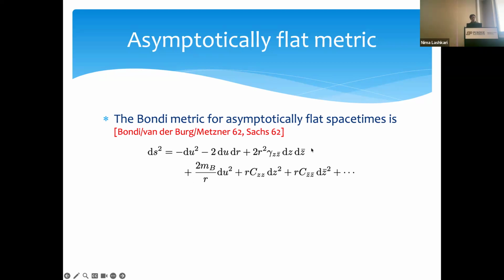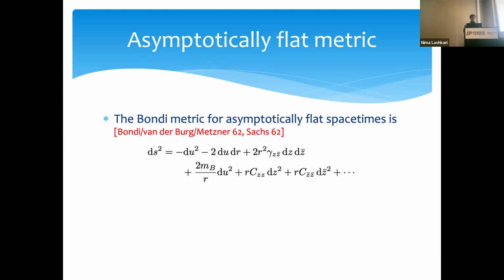So let's first just focus on the first line of this equation. u is just the retarded null time, t minus r. r is a radial coordinate. And z and z bar are the complex coordinates on the celestial sphere. And gamma z z bar is the round metric on this sphere. This first line is nothing more than the Minkowski metric. It's just minus dt squared plus dx squared plus dy squared plus dz squared, written in these particular coordinate choices.